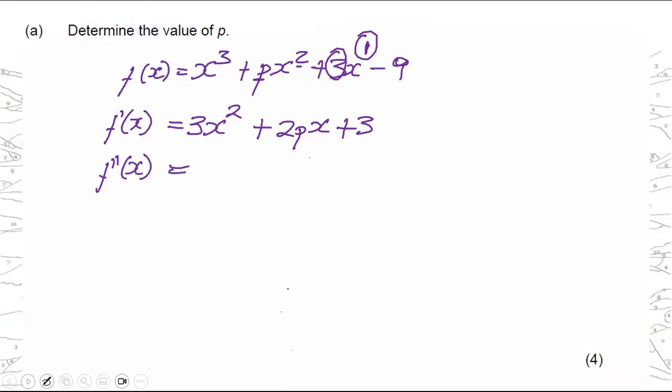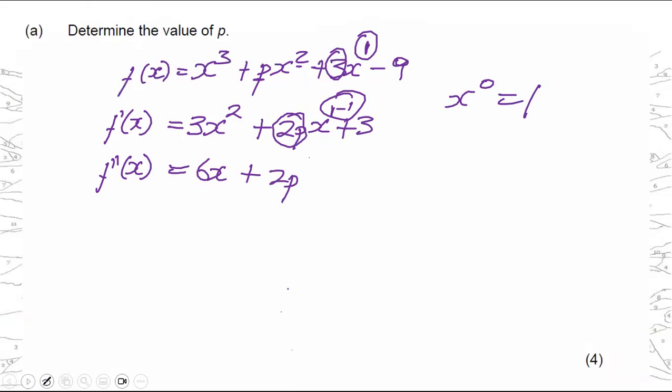You do the same thing. 2 multiplied by 3 will give me 6. From 2, you minus 1, you're left with 1. And here 1 multiplied by 2p will give me 2p. From that 1, you minus 1, so the exponent there will be 0. And x to the exponent of 0 is 1, so we don't need to write it.